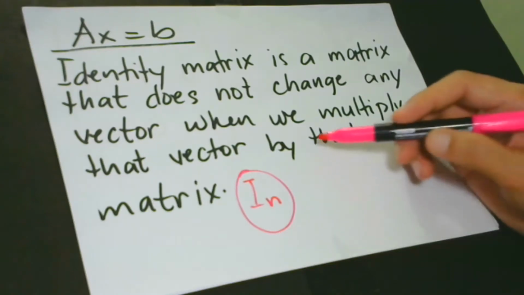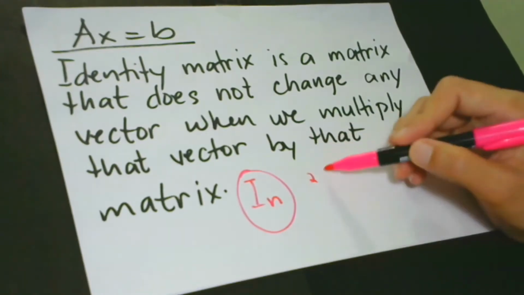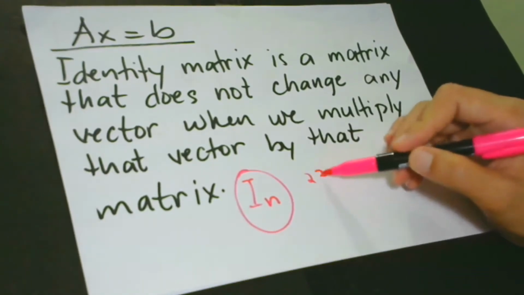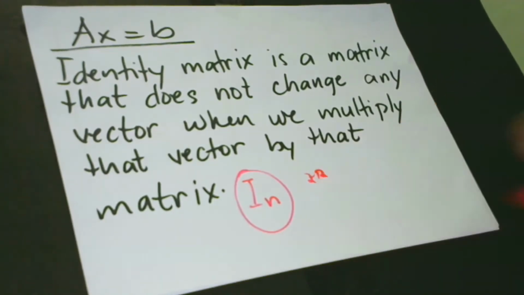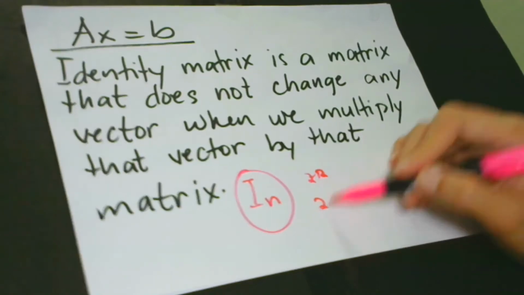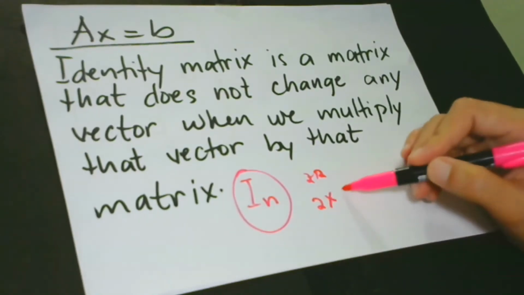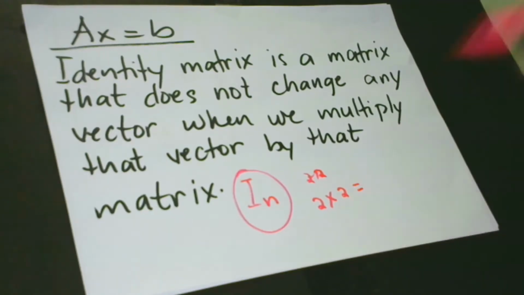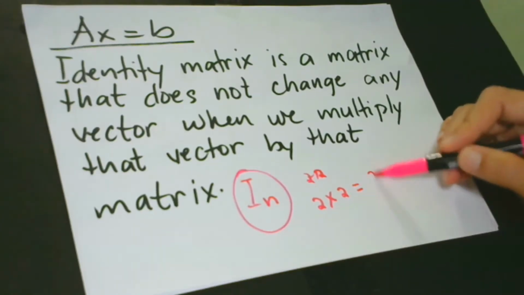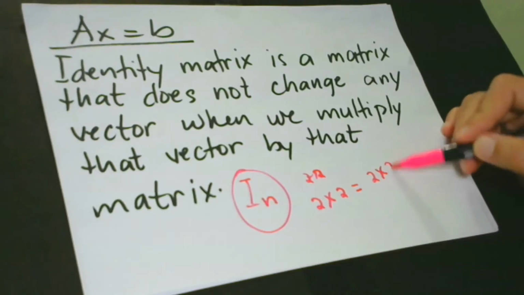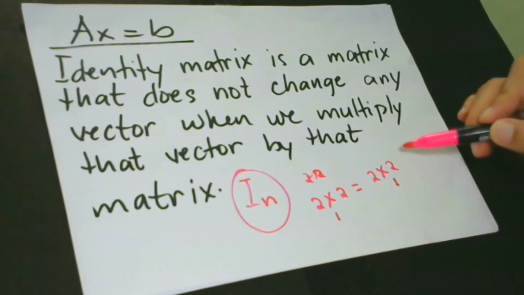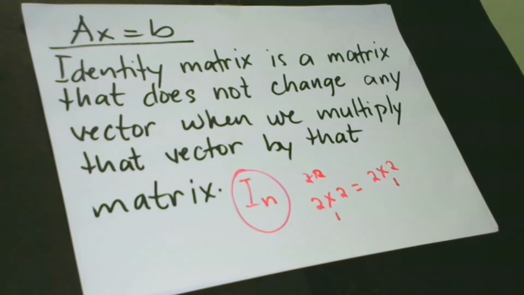So if it's 2 columns and 2 rows, let me write this one again. 2 rows and 2 columns in the original, then in the identity it is also 2 by 2. So this is the original, and this is the reflection, or the identity matrix. So that's it.